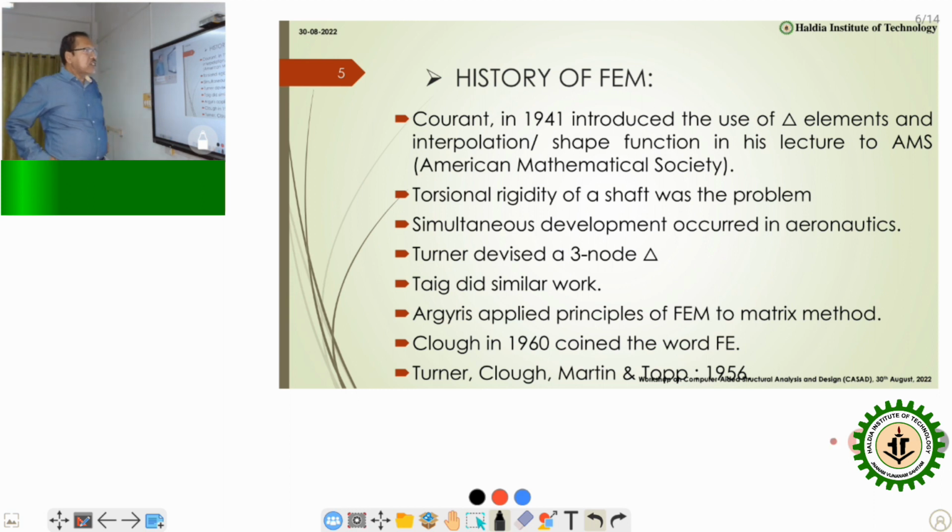In addition to these triangular elements, he also suggested some functions which are interpolants, or we can say interpolation functions or shape functions. Actually, the core or the backbone of finite element method is interpolation functions. Then there was the torsional rigidity of a shaft. A shaft basically has to take twisting or torsional loads. That problem was analyzed by Courant in his lecture.